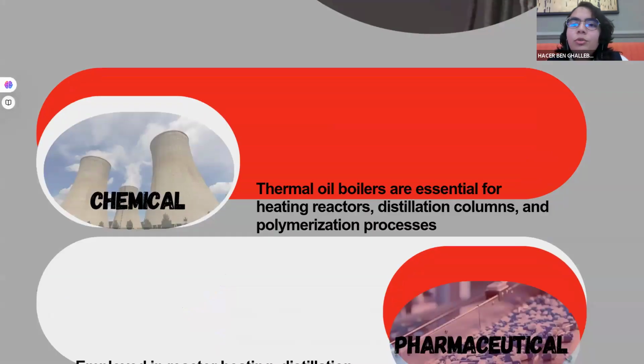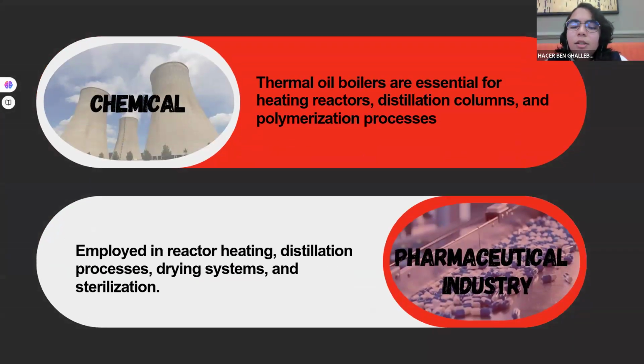Where can we find such devices? Thermal oil boilers are essentially used in the chemical industry or anything that has to do with reactors. They are used to maintain the heat inside the reactors, for distillation columns, for example, and for polymerization processes. Also in the medicine field, they are used for drying systems, distillation, and sterilization.